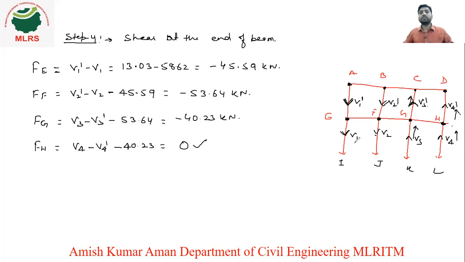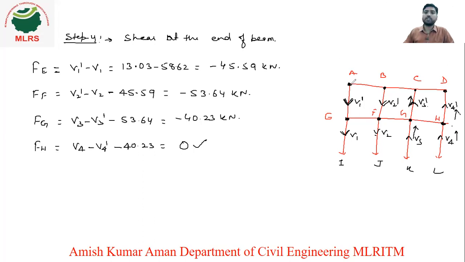If you are solving for the shear at the end of the beam for a single column, single story, first story or second, whatever the story be. For this first story we have calculated at E, F, G, H, starting from E. H is your last joint, so at this joint the total shear force should be equal to 0. Now we will go for the second story.